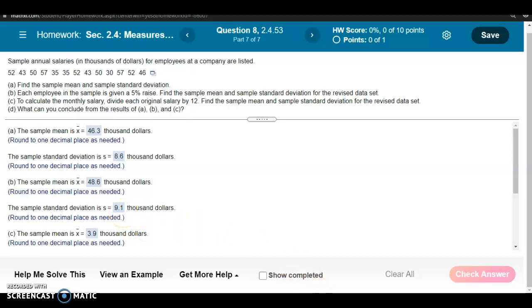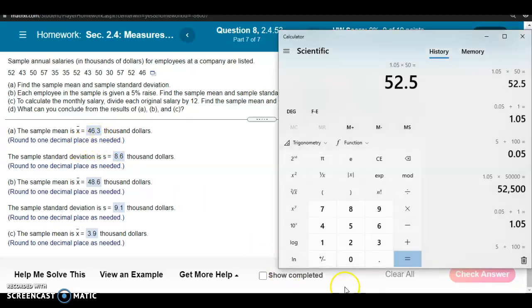Now, if you take 46.3, which is the sample mean of the original data, and multiply it by 1.05, in other words, doing that increases the sample mean by 5%. We get the number 48.6, which is what we got. We did that by increasing the salary of each employee by 5% and then taking the mean, and we got the same result. So when you round this to the nearest tenth, we get 48.6.